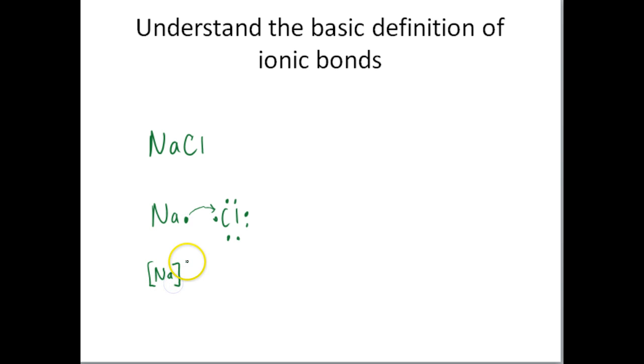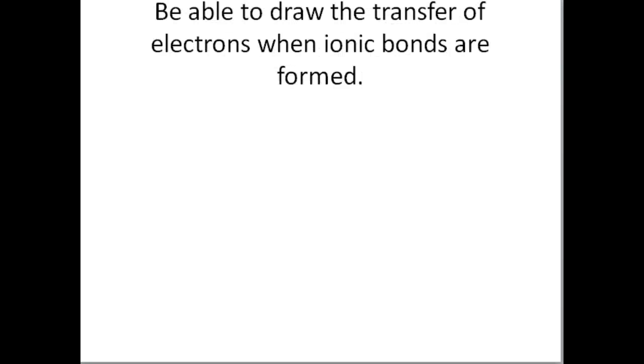What you end up with is a sodium ion with a positive charge, and a chloride ion with a negative charge. Now you've got this positive charge next to a negative charge ion. Opposite charges will attract, and they will bond together. So you could have the positively charged sodium next to the negatively charged ion. I'm looking ahead to our next slide. This is what we've just done, the transfer of electrons when ionic bonds are formed.